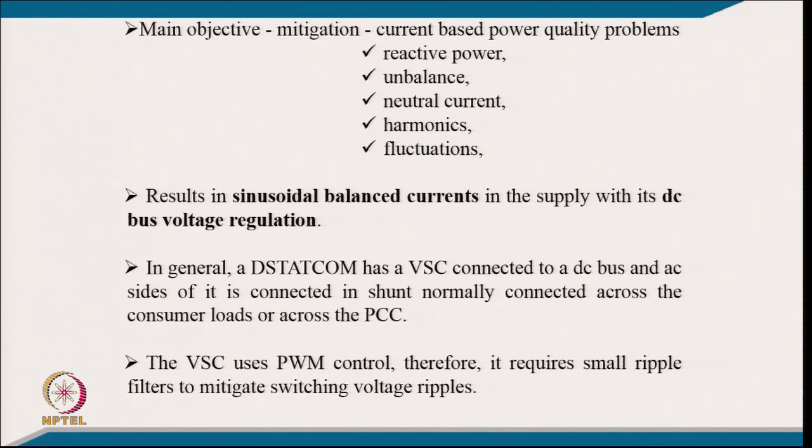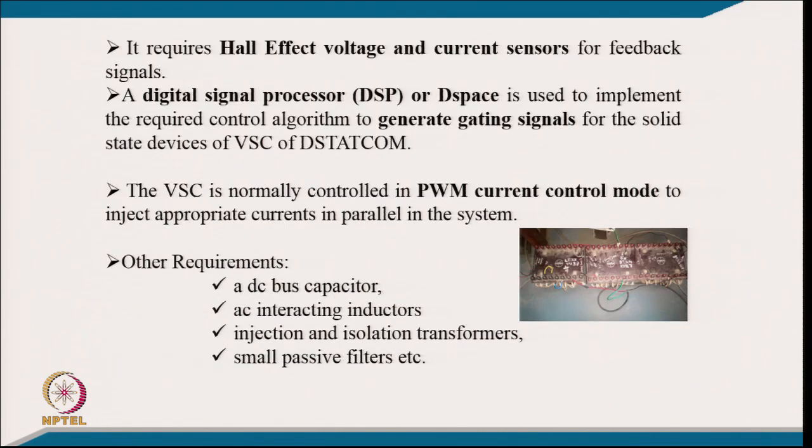In general, a DStatCom has a voltage source converter connected to a DC bus, and the AC side of it is connected as a shunt, normally across the consumer load or across the point of common coupling. These voltage source converters use pulse width modulation control. Therefore, it requires a small ripple filter to mitigate the switching ripple.